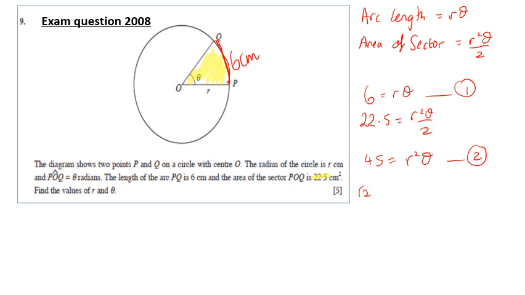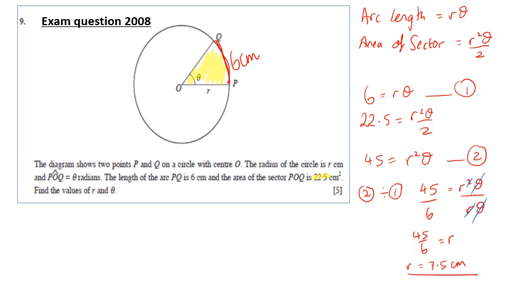So I could do equation 2 divided by equation 1. Now if I do that, I'm going to have 45 equals r squared theta, and then I'm going to divide it by 6 and r theta. The reason that that works out so nicely is because when I divide them, the thetas are going to cancel each other out, and then the r on the bottom will cancel one of the r's from the top. So 45 over 6 equals r. And that can be cancelled down. 45 divided by 6 is 7.5. So I now know that the radius is 7.5.